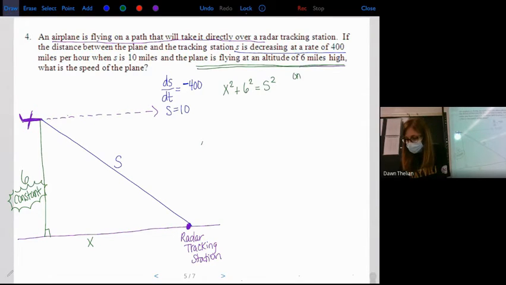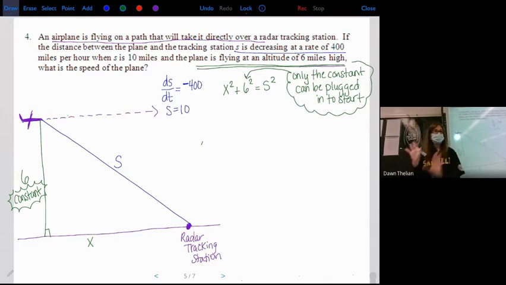And notice only the constant can be plugged in to start. The S information has to hold off until I get the related rates equation. Now, 6 squared, that's just 36. Sometimes it might make it easier for you if you square it so that you don't try to do a power rule or something silly on it because you see the exponent.